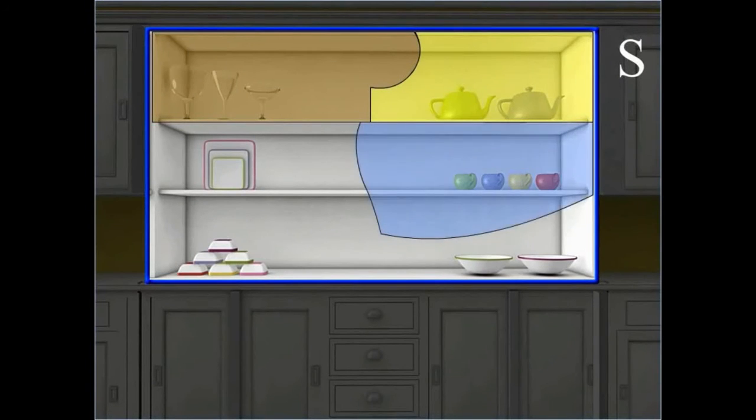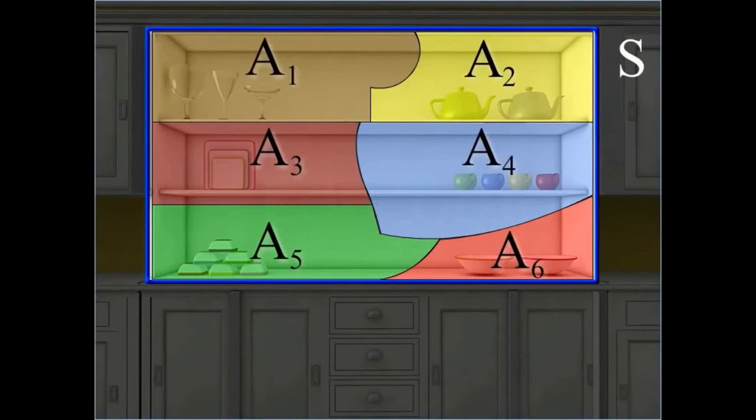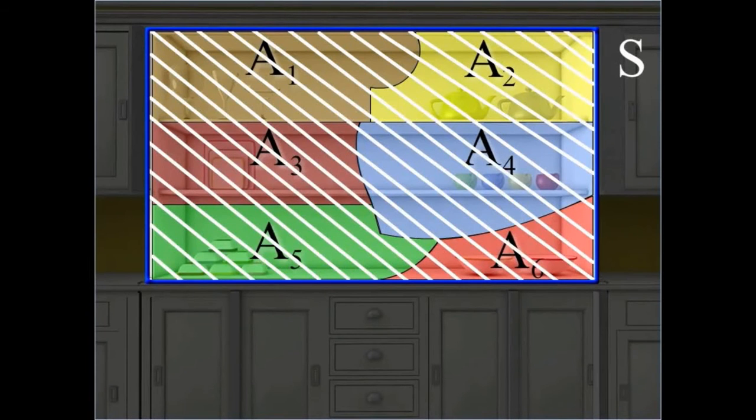A partition of a set is a collection of non-empty, non-overlapping subsets of a set, that is, sample space, such that their union is a sample space itself.